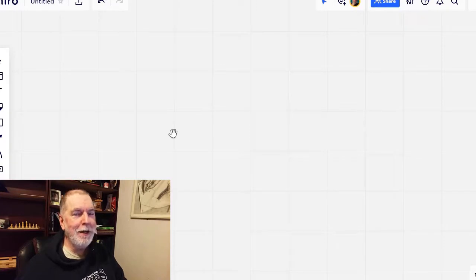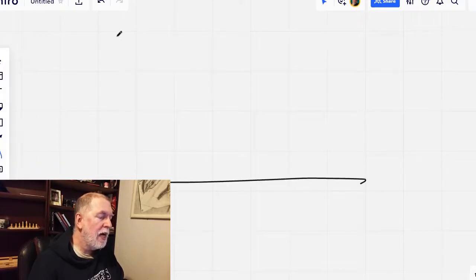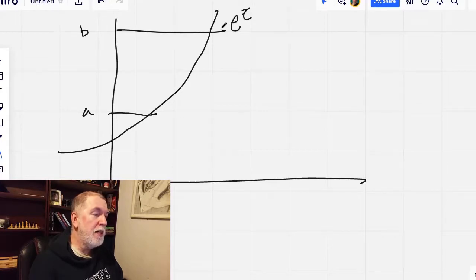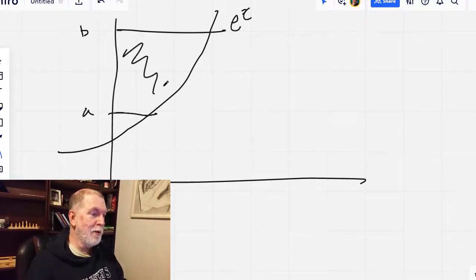It's e to the x, right? Easiest derivative, easiest integral, just because it is what it is. So let's do that. So there's e to the x. But remember, this is just the inverse of that log function, except now here we've got a, and here we've got b. So this area above the e to the x curve is what we're looking for, in between b and a.